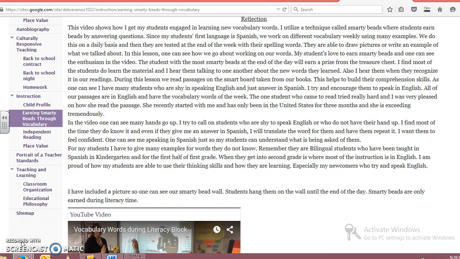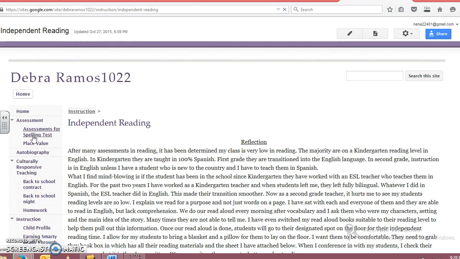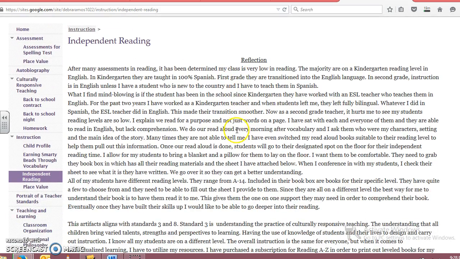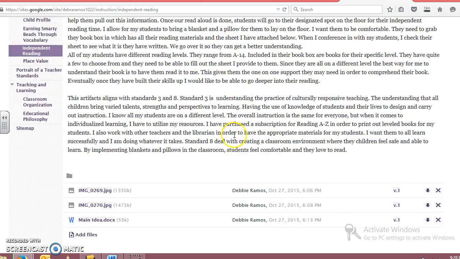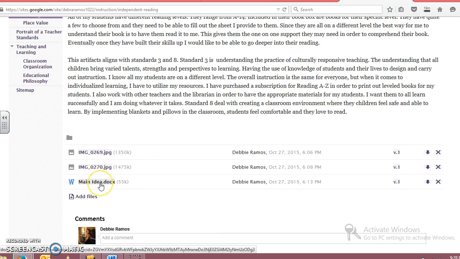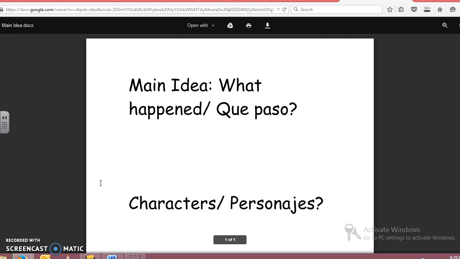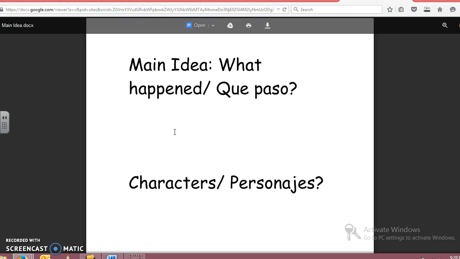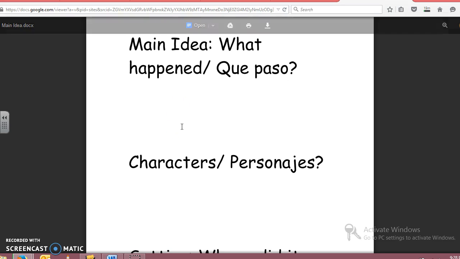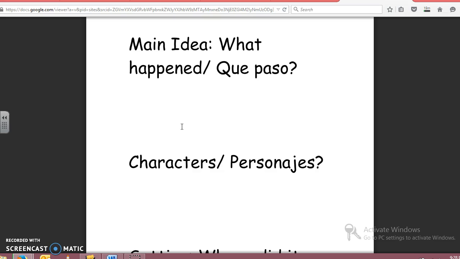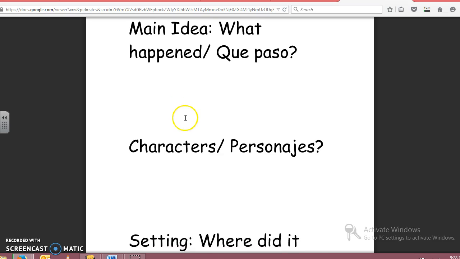Another thing that I have implemented is during independent reading. A lot of times my students struggle to understand what they are reading. What I created was this main idea sheet in both languages so they can better understand what the story is about. I always explain to them the story needs to be about something. By having this, they're able to look at the question and better understand what they are reading.